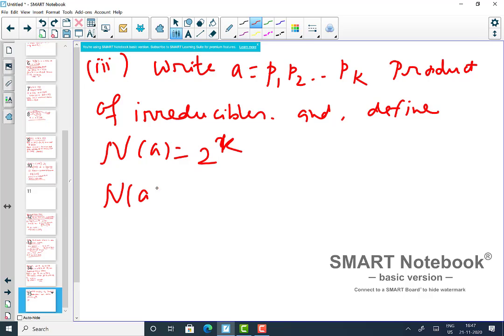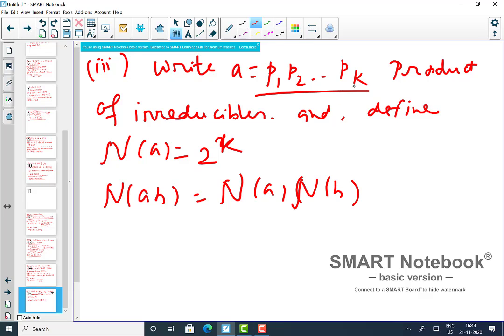If you multiply two elements and take the norm, it is the product of the single norms, right? Because if a is P1, P2, up to Pk, and b equal to Q1, Q2, up to Ql, then the product will be P1, P2, up to Pk, Q1, Q2, up to Ql, which is nothing but that, right? So you can easily find this norm. I hope this is clear to you. So n of a will be 2 power k, and n of b will be 2 power l.